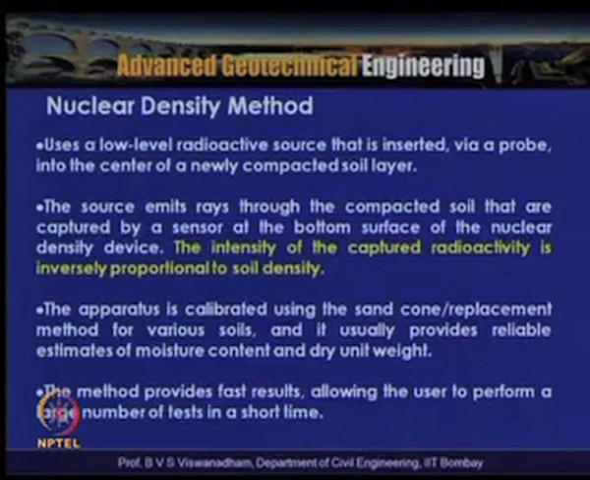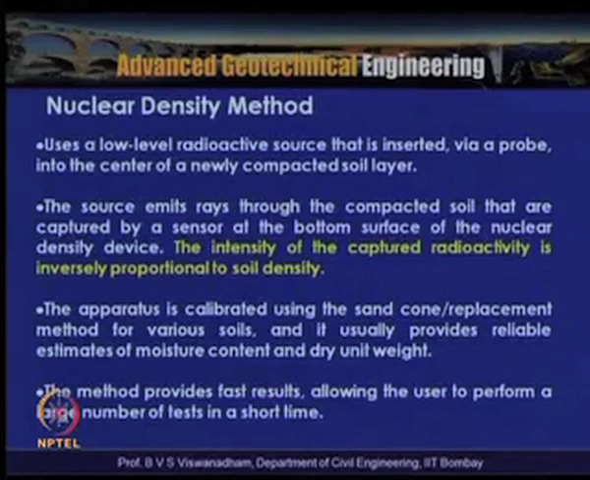The source basically emits rays through the compacted soil that are captured by a sensor at the bottom surface of the nuclear density device. So, the intensity of the captured radioactivity is inversely proportional to the soil density. This apparatus is calibrated using the sand cone or sand replacement method for various soils, and it usually provides reliable estimates of moisture content and dry weight. So, this needs to be calibrated by using the conventional method.